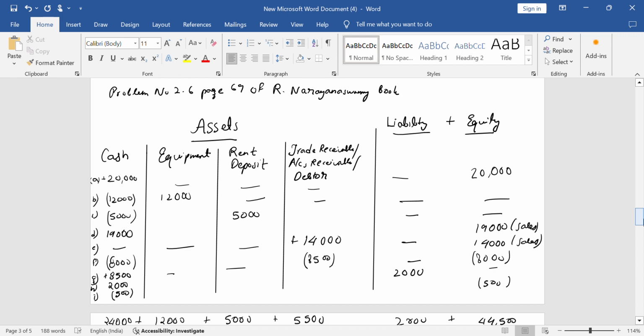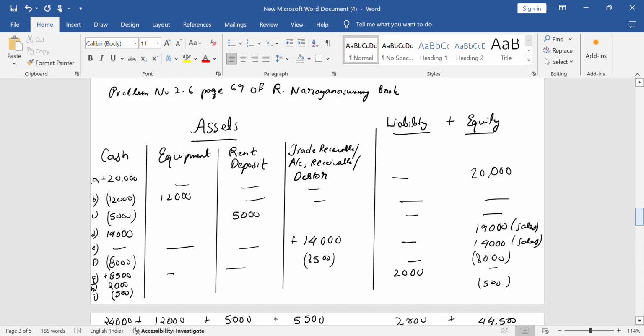Fourth transaction, provided services for cash rupees 90,000. That is, you made sales in cash rupees 19,000. So here we'll have cash increased by rupees 19,000 and equity increased by rupees 19,000. There might be some questions in your mind that why are we adding that 19,000 rupees in equity.